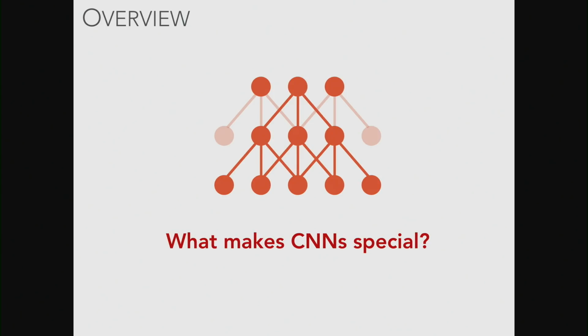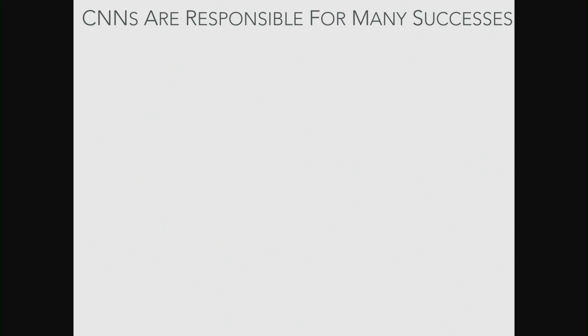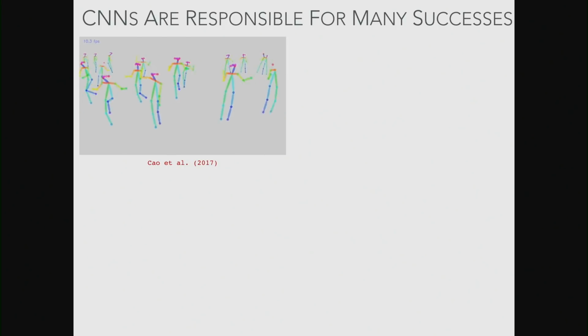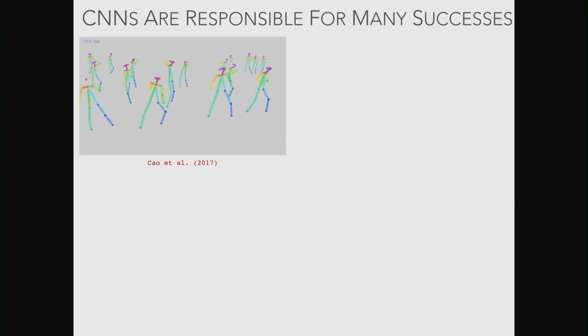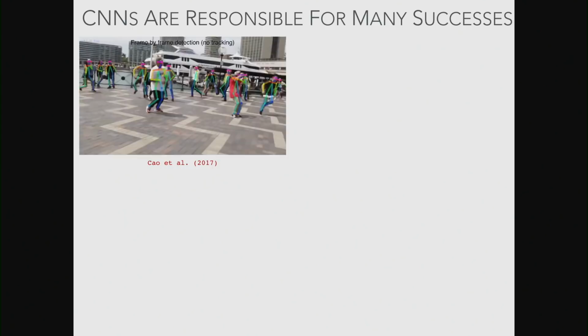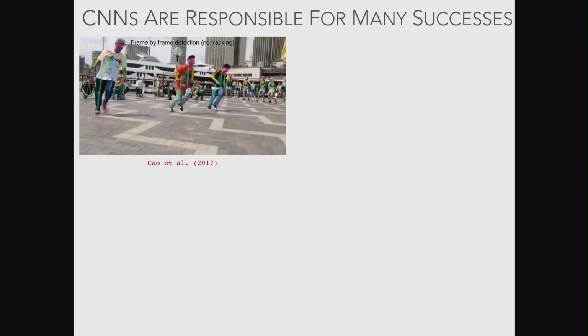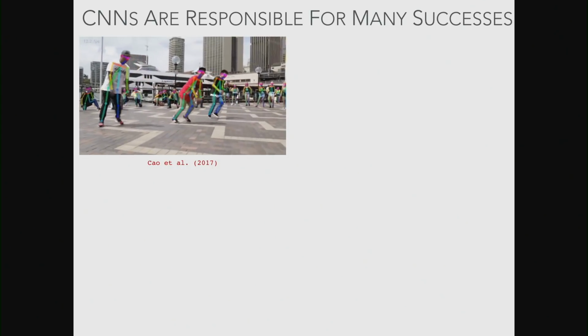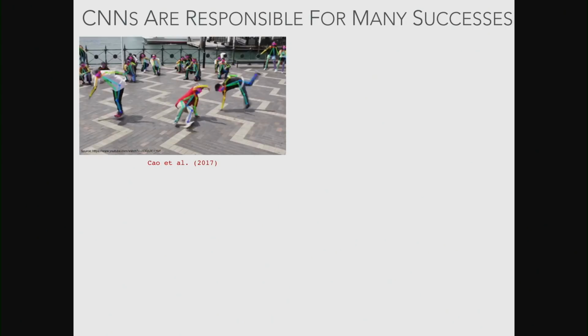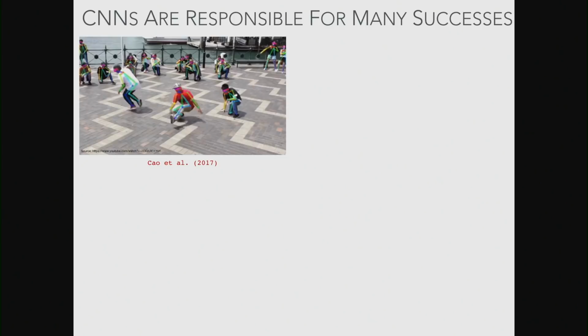What makes CNNs so special? They are pretty cool. They've got a lot of really nice applications. For instance, there's this one here, which is pose regression. So you're trying to localize the joints of a human being, and then from that, you can infer a skeleton. And this was a really nice paper at CVPR last year.